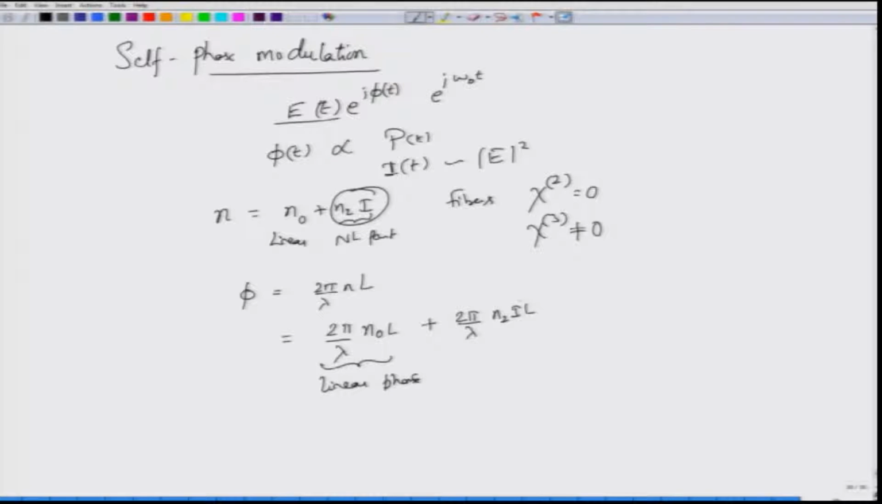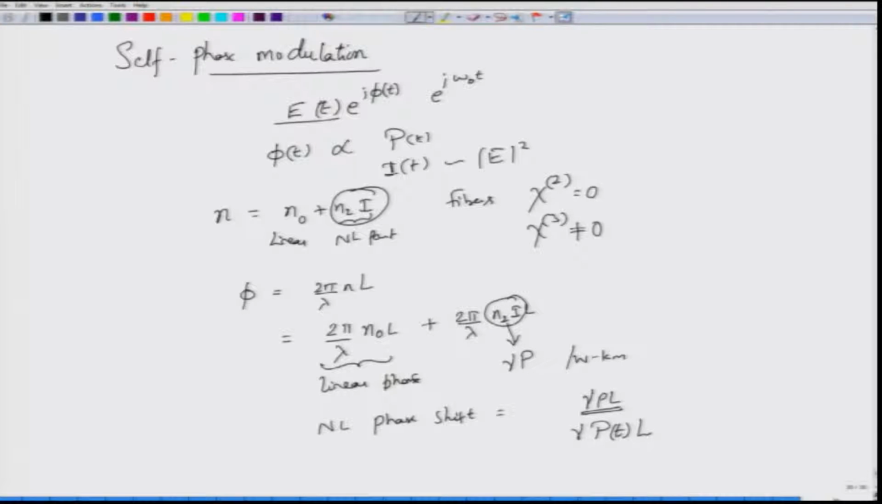Instead of talking about n2 into I, there is an equivalent version in which you can replace the nonlinear coefficient by another coefficient gamma, which is measured in per watt kilometer, and you have a power P. You see that the nonlinear phase shift is given by gamma P into L, where the effective area is taken into account in the gamma parameter. When you are actually transmitting pulses, the power will not be constant and will change with time. So, the nonlinear phase shift will start to change with time.